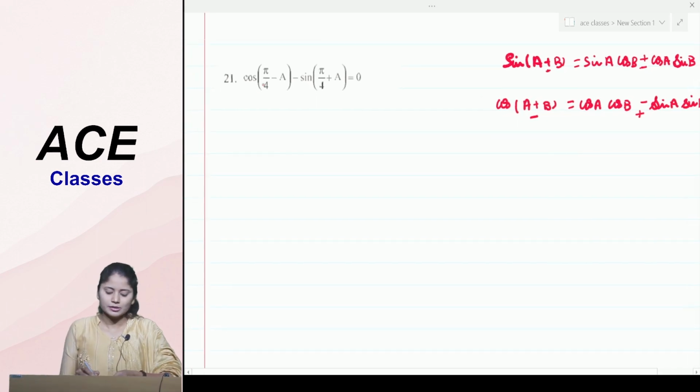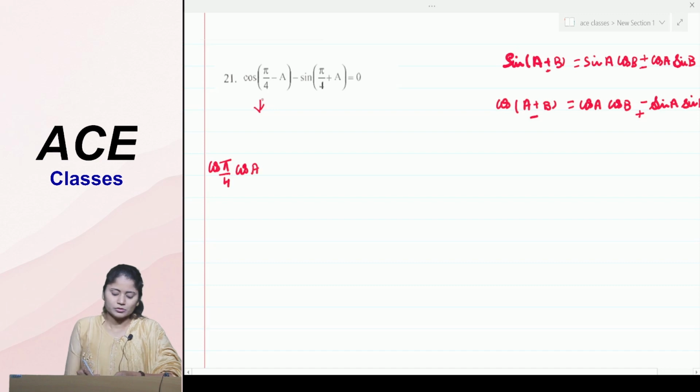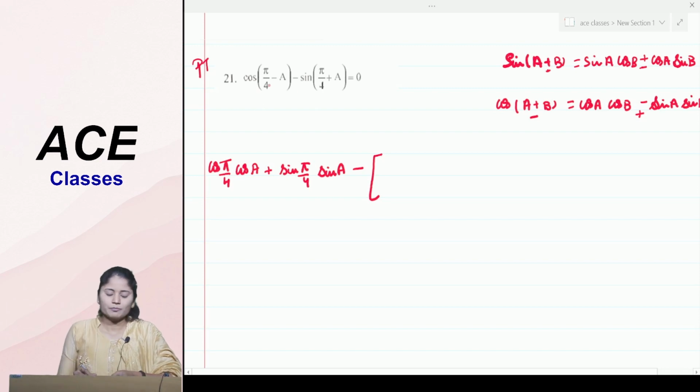21st question, that is cos of pi by 4 minus A minus sine of pi by 4 plus A. For this I'll use the formula cos of A minus B, where A is pi by 4 and B is A. Cos pi by 4 cos A plus sine pi by 4 sine A. Next you have the minus sign here. All these are prove that questions. Prove that cos of pi by 4 minus A minus sine of pi by 4 plus A equals 0.